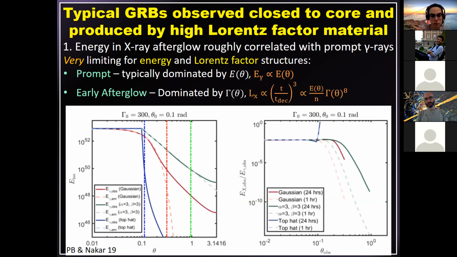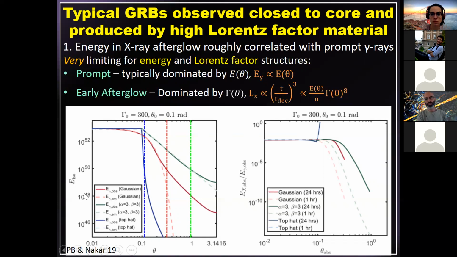Now, for the afterglow, the story is very different. For the afterglow, the luminosity that you see depends very critically on how close this material is to the deceleration point, to the point where it's accumulated enough mass to slow it down significantly. And that turns out to be very critically dependent on the Lorentz factor.